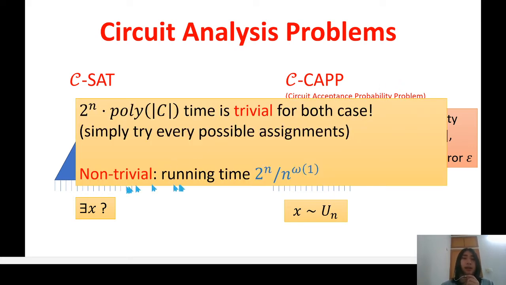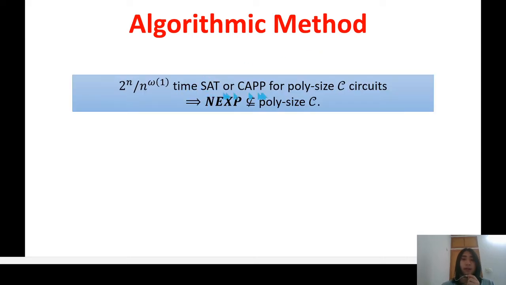Now we can define non-trivial circuit analysis algorithms. For both problems, we have trivial algorithms that run in time 2 to the n times poly of the size of the input circuit. You simply try every possible assignment. And for a circuit analysis algorithm to be non-trivial, you only need to shave a superpoly(n) factor from this trivial running time. So if the running time is slightly less than 2 to the n, then we say your algorithm is non-trivial. The algorithmic method says that if we have a non-trivial SAT or CAP algorithm for C circuits, then NEXP does not have polynomial size C circuits. Here there are some technical constraints on this circuit class C, but we will not elaborate them in this talk.